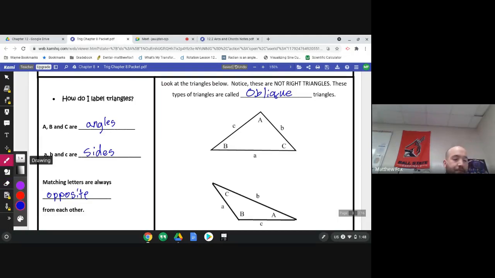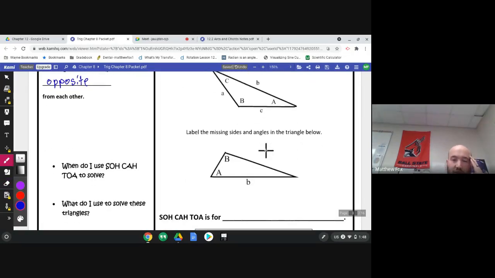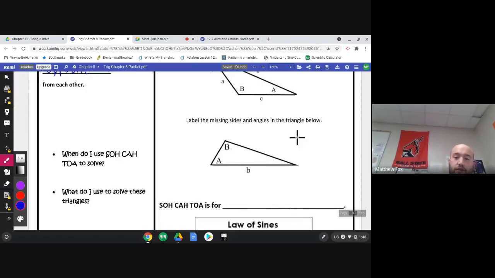Now let's look at this first one. It says label the missing sides and angles of the triangle below. So we have A, we have a B. There's only one angle left, so it clearly has to be our C. Now remember opposite: this will be C, opposite of A, this will be A, and our B is already there.